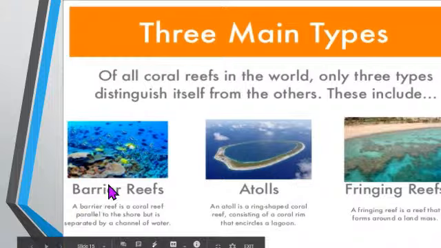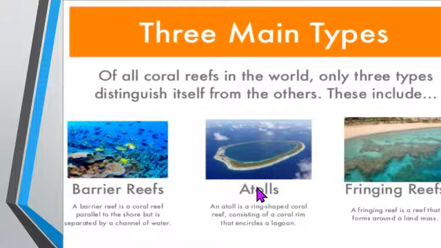We have the barrier reef, we have the atolls, and then we have the fringing reef. So just by looking at them and using your English language and your context clues, you can figure out what they may be like. So the barrier reef, it is a barrier.